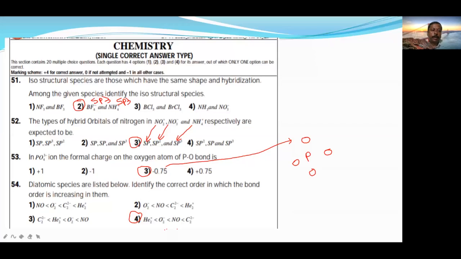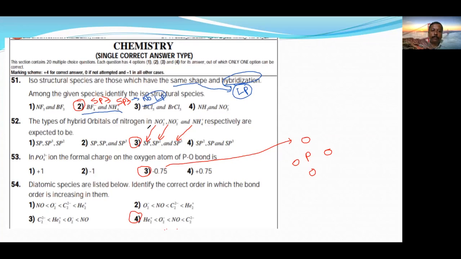So here you can see the isostructural species. First question is isostructural species, which have same shape and hybridization. Actually, sometimes if hybridization is same, it does not mean that shape will be same. For the shape, lone pair also will differ. So here answer is BF4 and NH4, both will have sp3 hybridization with no lone pair.